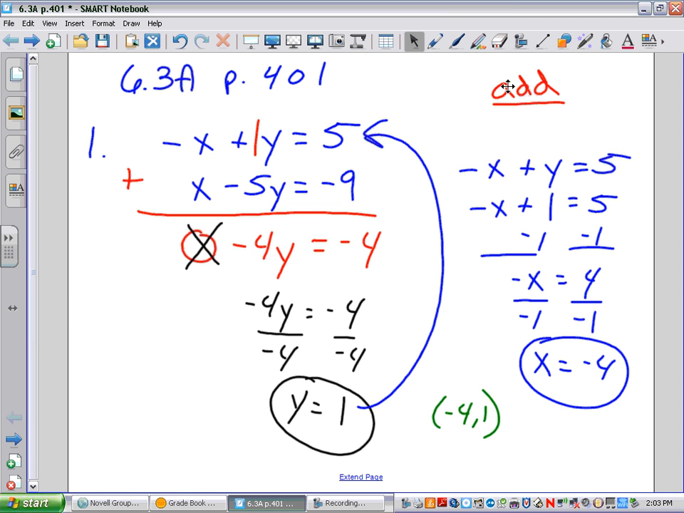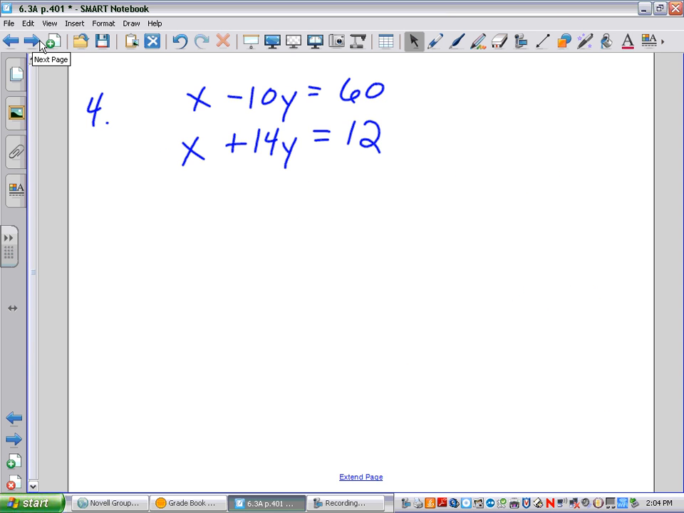All right, and I want to do one more with you. But I want to point out something. When I went at the very beginning of this problem, I had opposites right here. I had a negative x and a positive x. So I just started the problem. But if you look, this number 4, my x column this time is a positive x and another positive x. So if I add those together, I would get 2x. I would not get the 0. That's a problem.